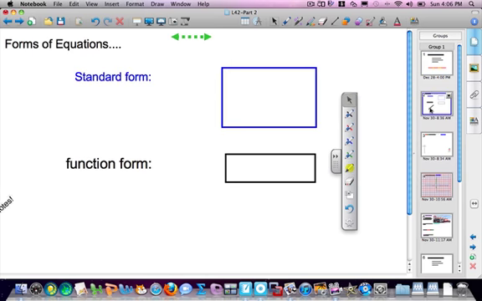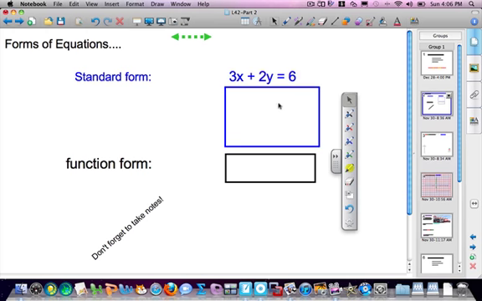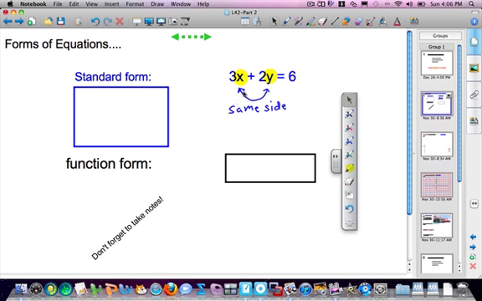Let's start by reviewing the forms of linear equations. The first form that we're going to look at today is standard form. Here's an example of a standard form equation, 3x plus 2y equals 6. Notice in this form that both the x variable and the y variable are on the same side. That's how you identify standard form, when the x and y are on the same side and the constant, the 6 in this case, has been isolated.